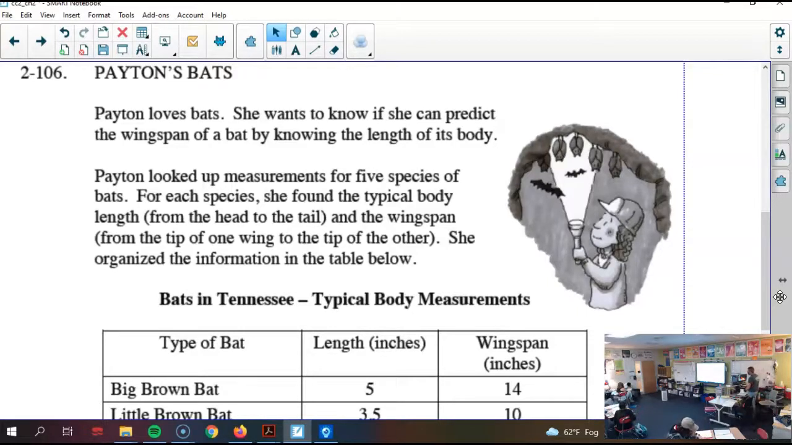All right, anyone want to read? Because Peyton loves bats. Kylie, and I still owe you lifesavers. They're up here. So go ahead and read about Peyton's bats.